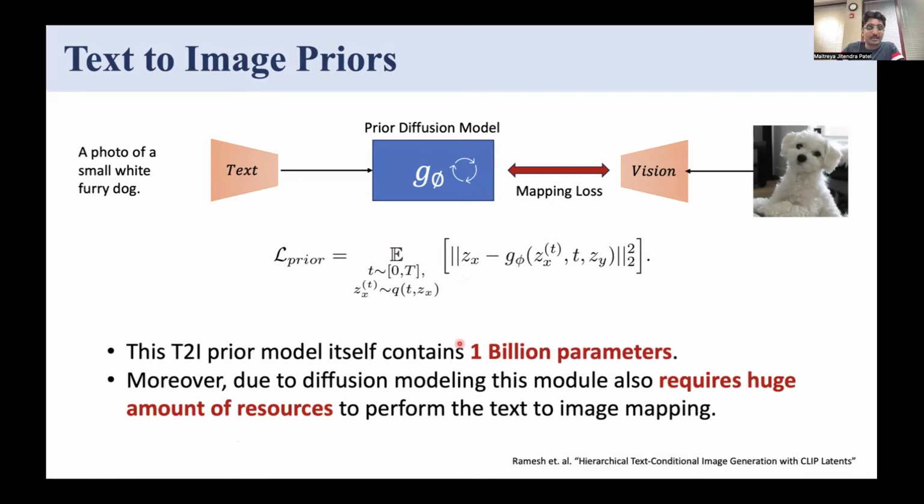If you look at it, this prior itself is 1 billion parameters. Even though we are just doing embedding-to-embedding mapping, it still requires a lot of parameters to achieve this performance. Plus, we want to train this model as in diffusion models, and that further adds to the resource requirements due to slower convergence.